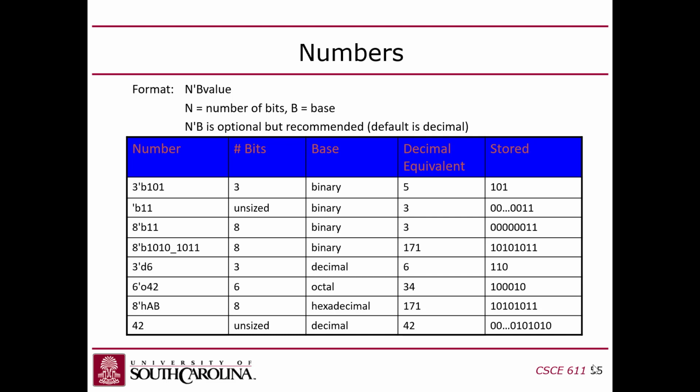So for instance, if I have a 5-bit number, I put 5 apostrophe. Then I can put D and put 2. That will give me a 5-bit number with the value of 2, decimal number 2, which is going to be 00010. Right?